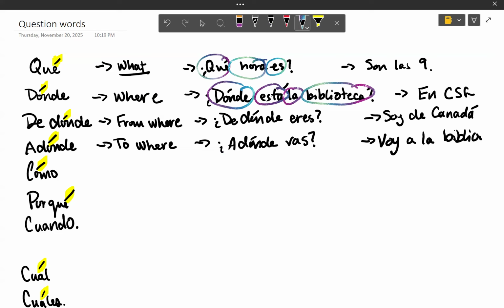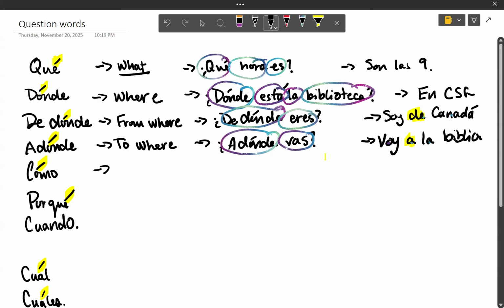But we also have three different forms of ¿dónde? We also have de dónde and a dónde. You're thinking, how do I know what to use? Well, de dónde, from where, a dónde, to where. You'll know what to use based on the answer. If you see de in the answer, you should be using de dónde. If you see a in the answer, you should be using a dónde. Where? From where are you? I am from Canada. To where are you going? I am going to the library, right?